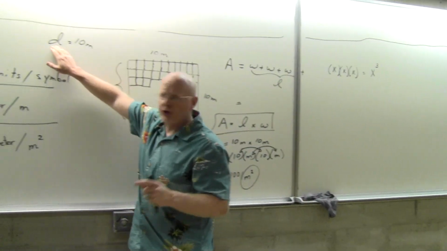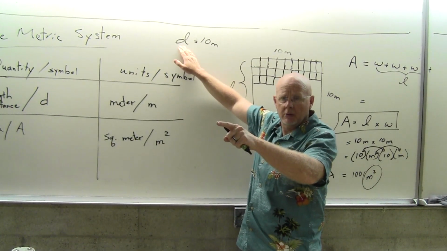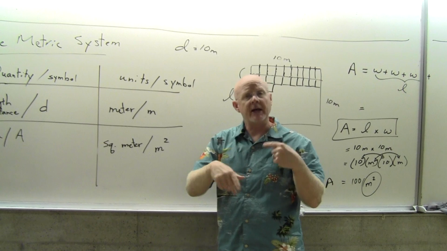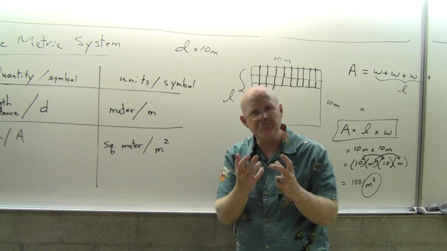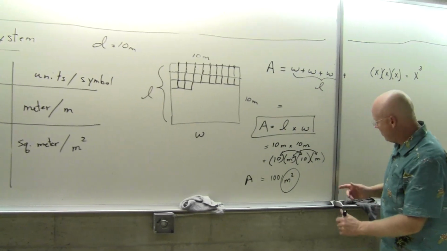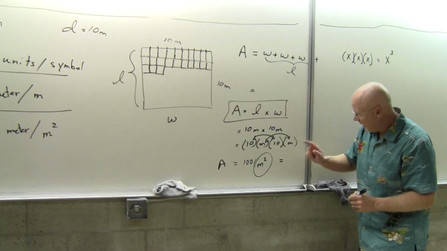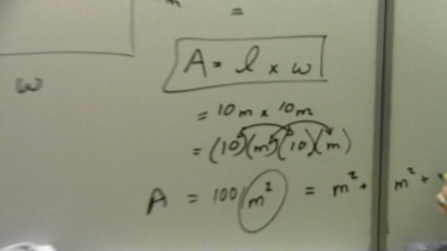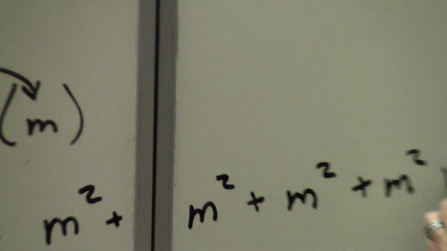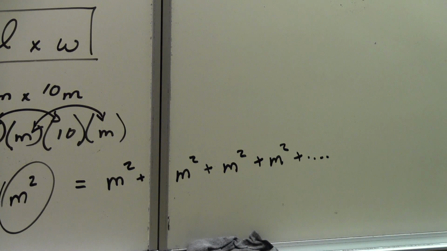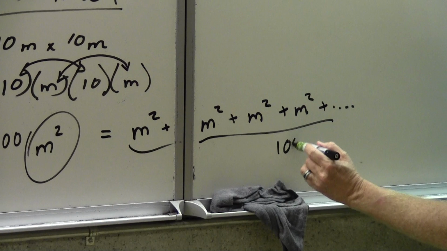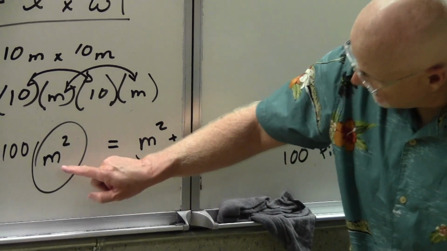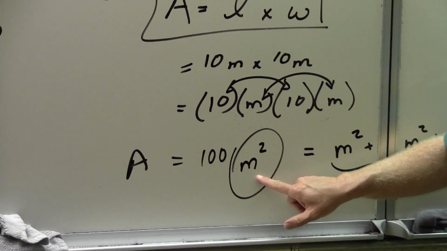See, back here, I told you the distance is 10 meters. And so you took those words and we put it into a formula. Now I'm really asking the other way around. I have a formula. What does it mean? And I hope what you see here is I would have a square meter added to a square meter added to a square meter added to a square meter. How many times? 100 times. And so what this says to me is, what is an m squared? Because I have 100 of those.